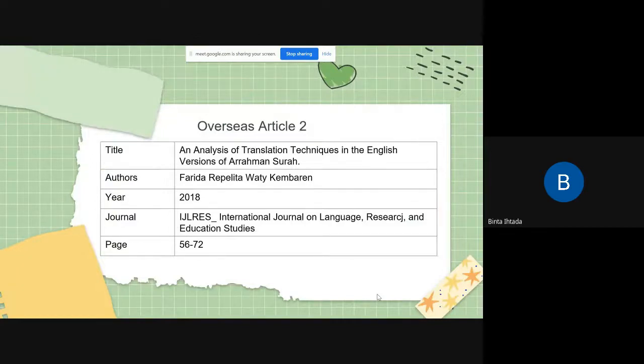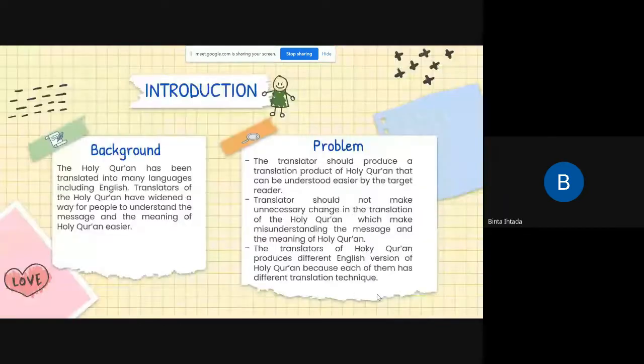The article is entitled "An Analysis of Translation Technique in the English Version of Ar-Rahman Surah." The author of this article is Farida Repelita Wati Kembaren. This article was published in 2018 in the International Journal on Language Research and Education Studies, pages 56 up to 72. The background of the study is the Holy Quran has been translated into many languages, including English.